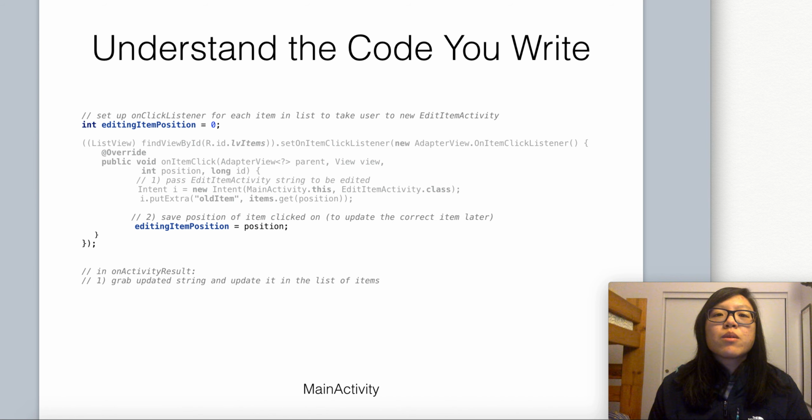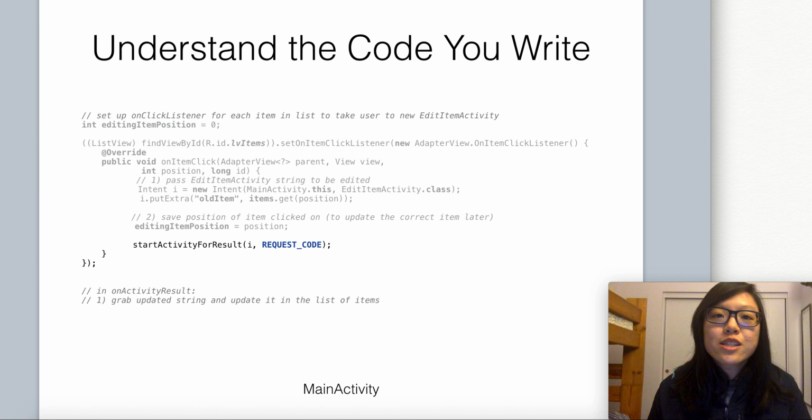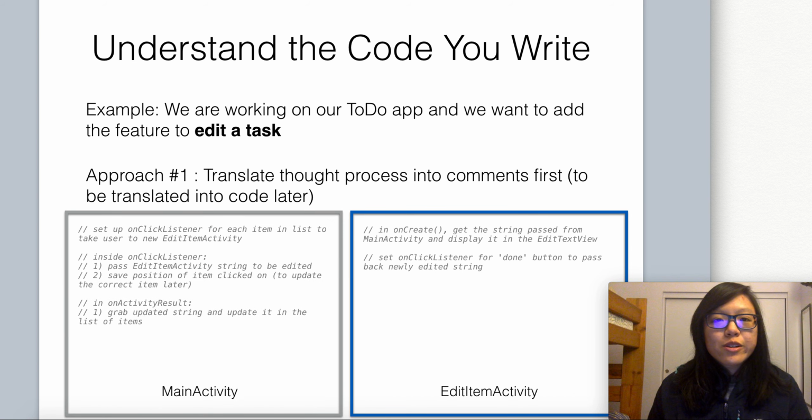And if you remember, back when we were going through the steps that we needed to take, the four-step process, now we're in edit item activity. So let's not worry about on activity result yet. Oh, the last thing that we need to do in main activity is actually start the activity, right? So right now we've only set up everything. The last thing we need to do is actually start the activity. And now we're going to go into edit item activity.